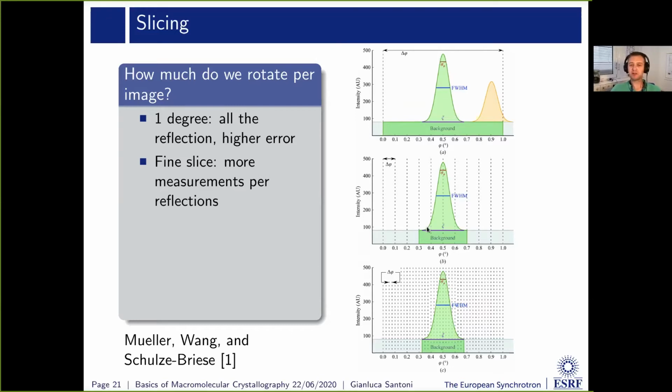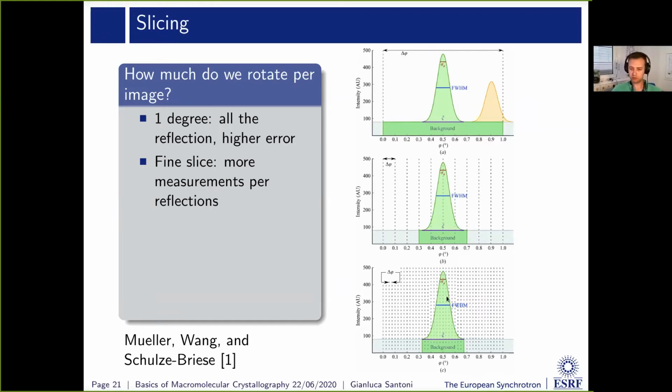Just to spoil a bit the conclusion, this is what we usually do at the Beamline because it's a good compromise between having some repetition of measurement over the amplitude, plus being able to do some profile fitting over the profile of the reflection itself, and not collecting too many images.